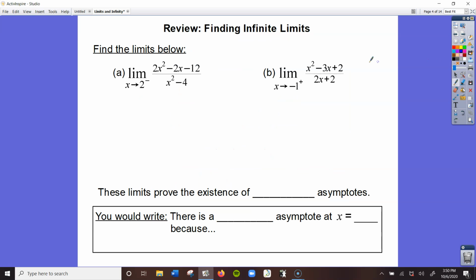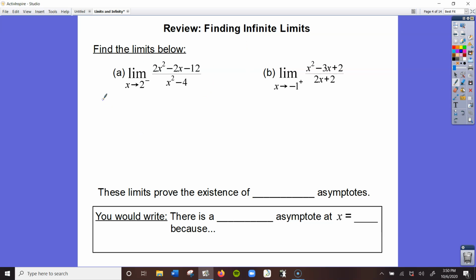So now let's look at these limits here. Now we have one-sided limits. So if I were to plug in 2 into this first one, I would get 0 in the denominator, meaning that it could be a vertical asymptote or it could be a hole. It depends. We would have to factor both the numerator and the denominator.